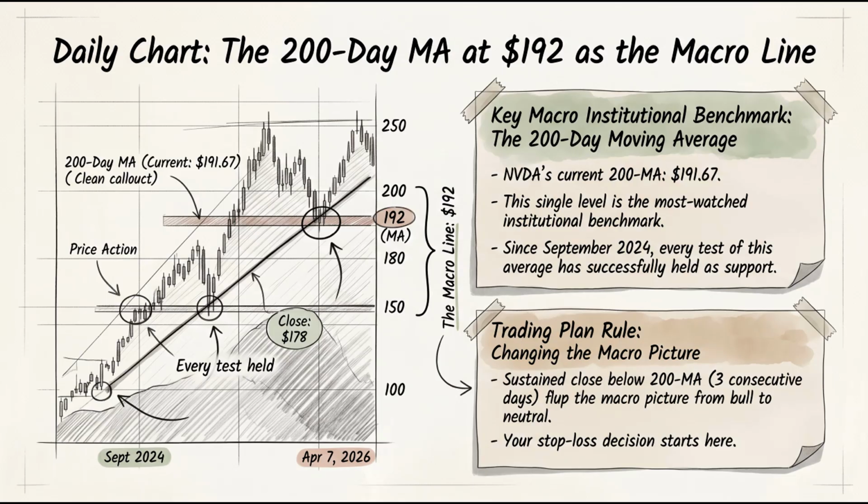The 200-day moving average on the daily chart is our macro benchmark, currently sitting at $191.67. This is the level institutions watch most closely. Since September 2024, every test of this average has held, including the April 7, 2026, intraday touch at $173.66. While the exact value of this moving average shifts slightly every day, its role as a support floor is fixed. If we see a sustained close below this average for 3 consecutive days, the macro picture shifts from bull to neutral, and that is your signal to exit.